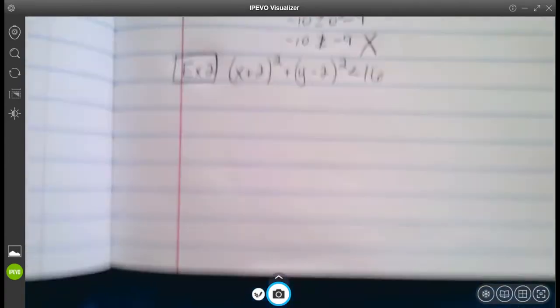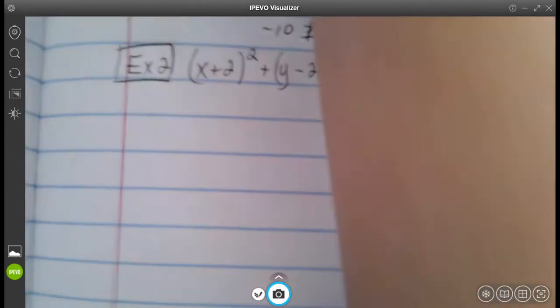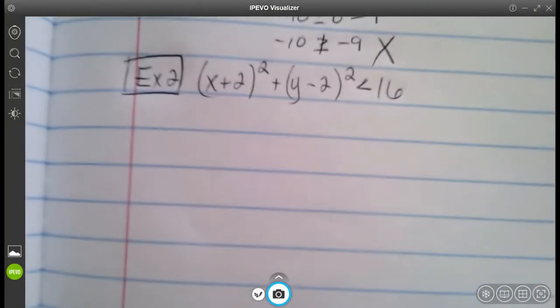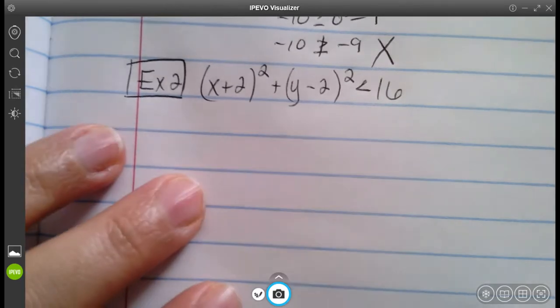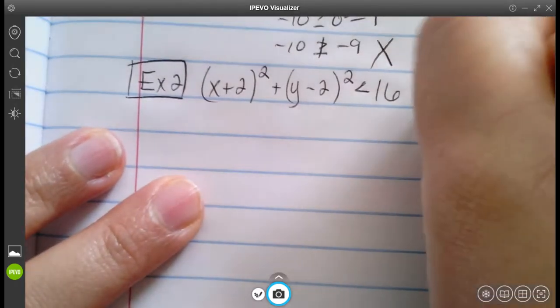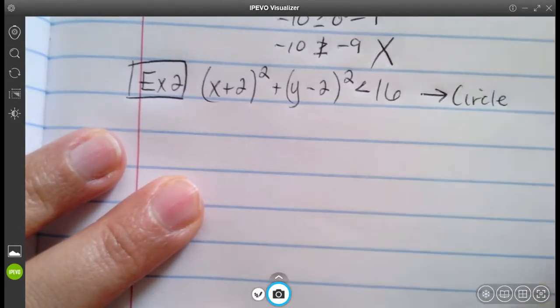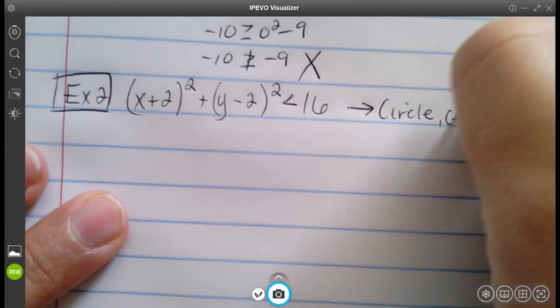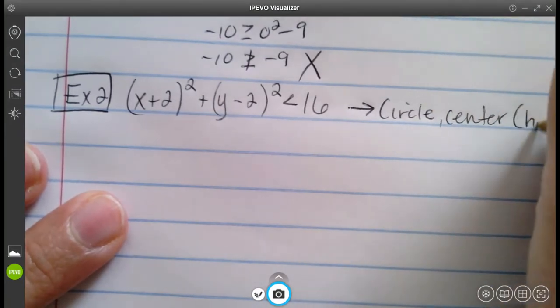Let's try another one. Something super quick. Something not that easy, but still not that difficult either. Having some camera issues here. Here we have x plus 2 squared plus y minus 2 squared less than 16. This is something that you probably, I don't know if you remember or not, but it's actually a circle. This is a circle where our center is at h, k.